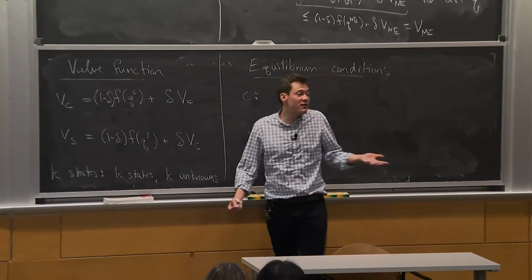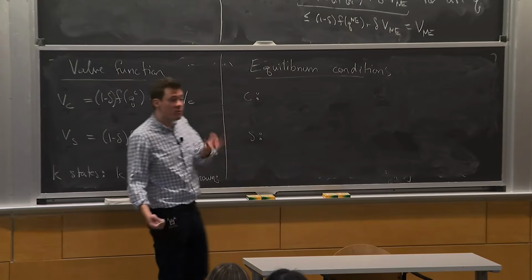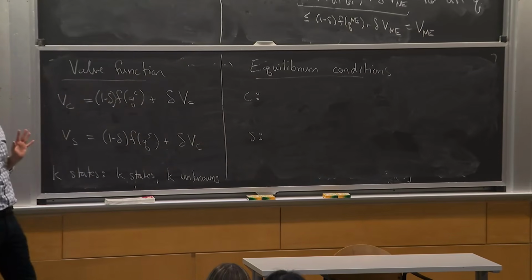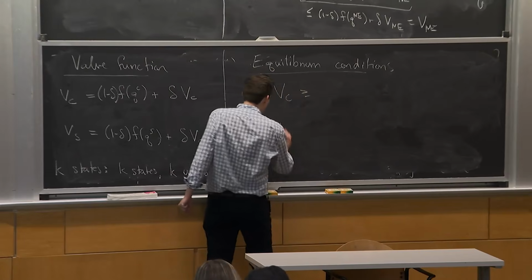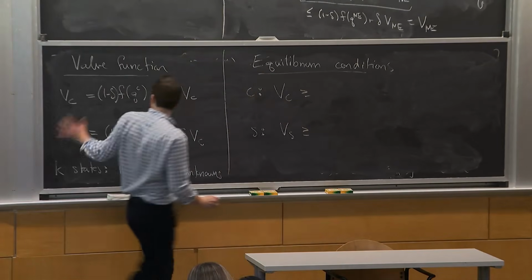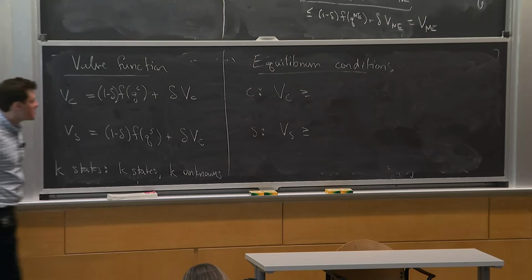There may be some really bad deviations. We don't care about those. We only care about the most attractive deviations, and that's exactly what we're going to put in here. So in the caret state, we need VC greater than or equal to something, and VS greater than or equal to something. Eventually, we'll substitute things in, but I want to do it conceptually this way.